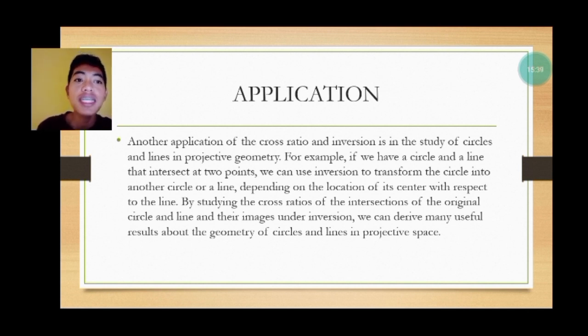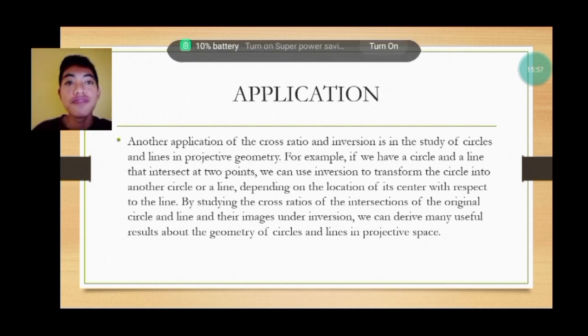So by studying the cross ratios of the intersections of the original circle and line under their images under inversion, we can derive many useful results about the geometry of circles and lines in projective space. So this is helpful in projective geometry.